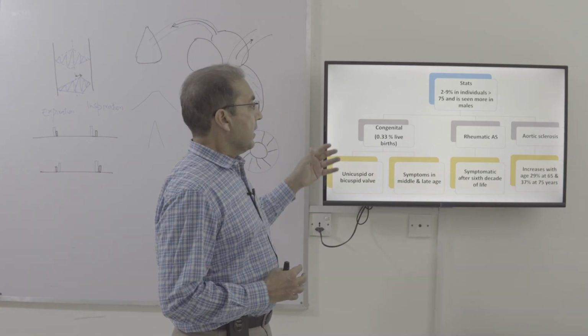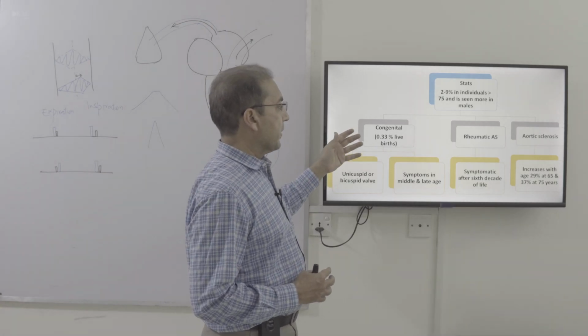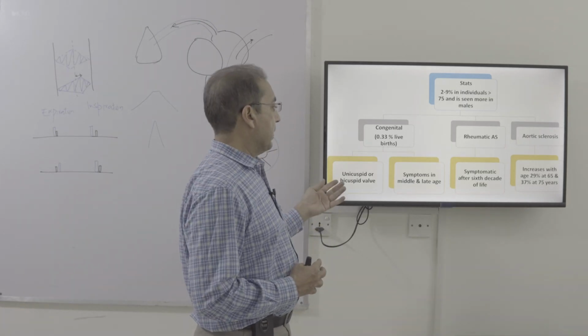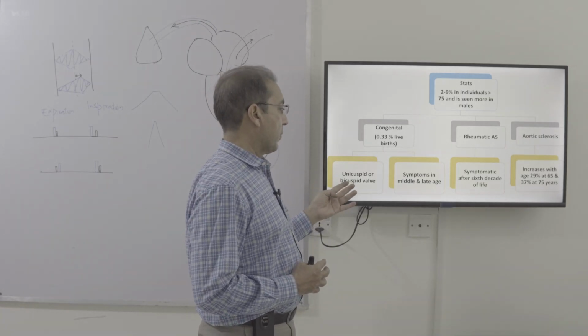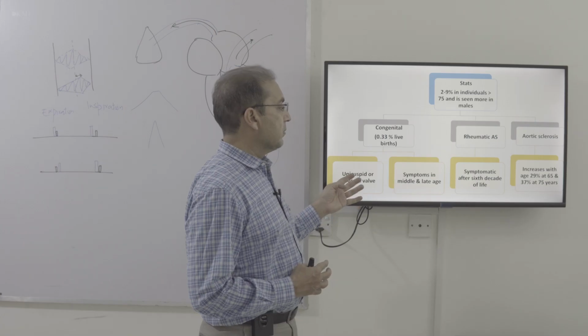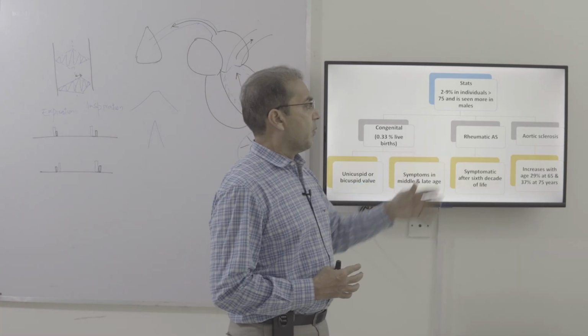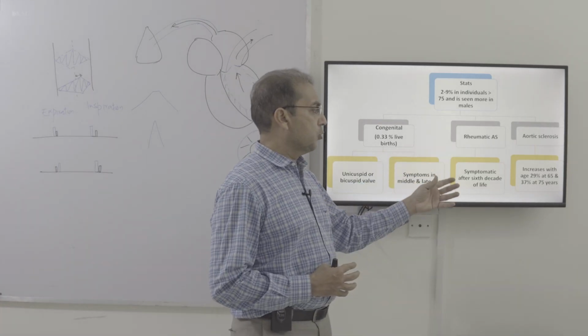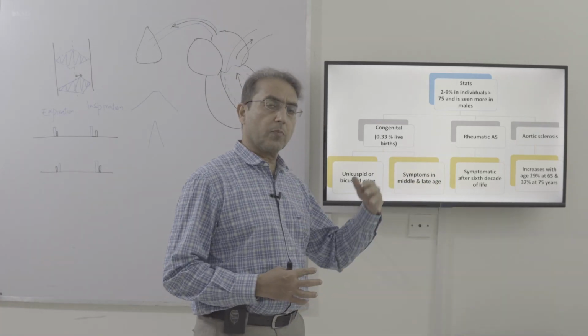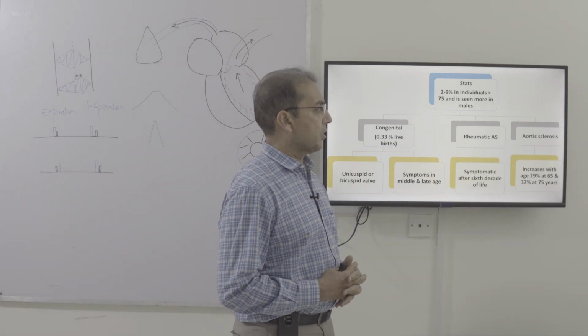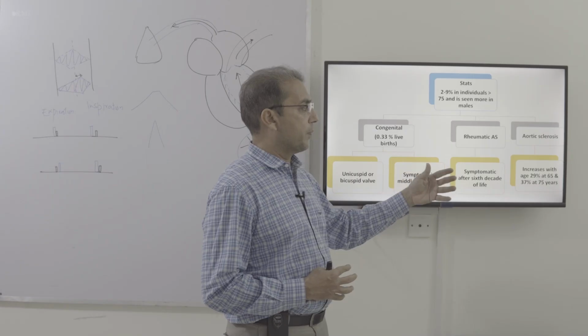You see, congenital type of aortic stenosis is present in 0.33% of live births. They may be suffering from a unicuspid valve or a bicuspid aortic valve. The symptoms usually start in middle to late age groups. Then rheumatic aortic stenosis, the symptoms usually start after the 6th decade, although the process starts in the childhood. And patients who've got aortic sclerosis are usually older patients.